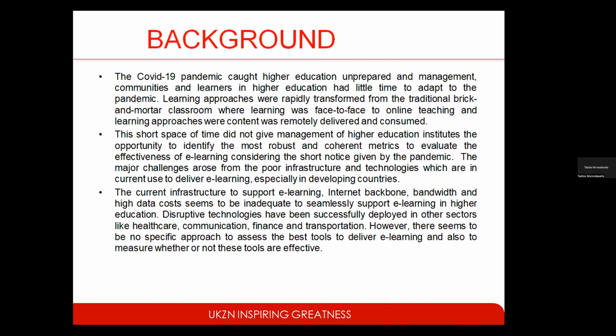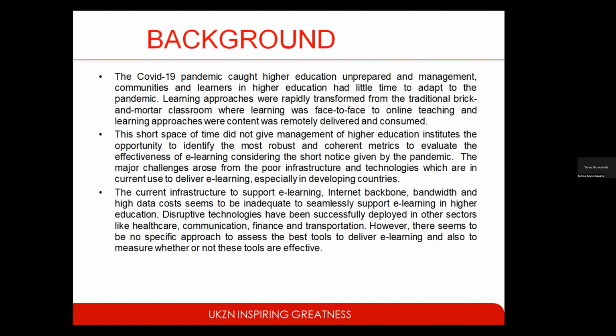The COVID-19 pandemic caught higher education unprepared, and management, communities and learners in higher education had little time to adapt to the pandemic. Learning approaches were rapidly transformed from the traditional brick and mortar classroom, where learning was face-to-face, to online teaching and learning approaches where content was remotely delivered and consumed. This short space of time did not give management of higher education institutes the opportunity to identify the most robust and coherent metrics to evaluate the effectiveness of e-learning, considering the short notice given by the pandemic.